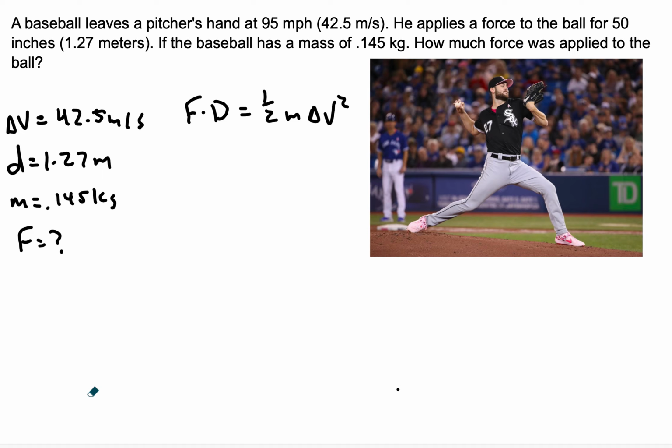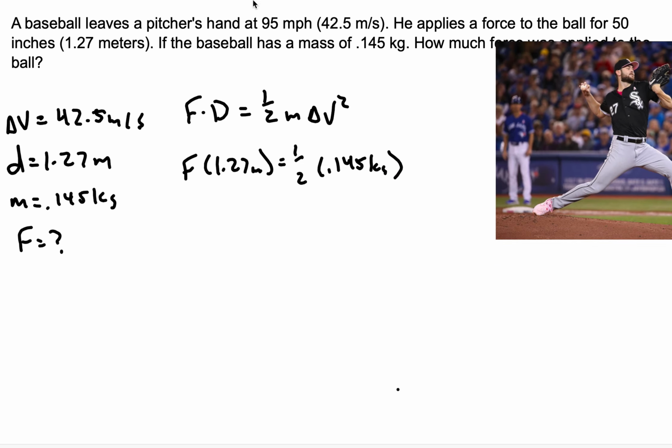Okay. So there's still a few people, but so then the force is what we're looking for. The displacement 1.27 meters. Okay, that's going to equal 1/2 times the mass, which is 0.145. Uh-oh. I have to move that. Times the change in velocity squared, which is 42.5 meters per second squared. All right.